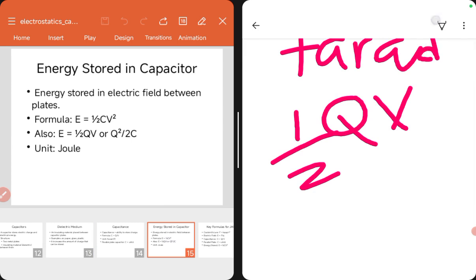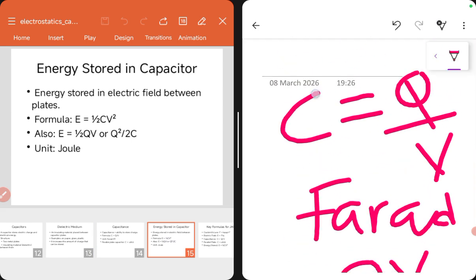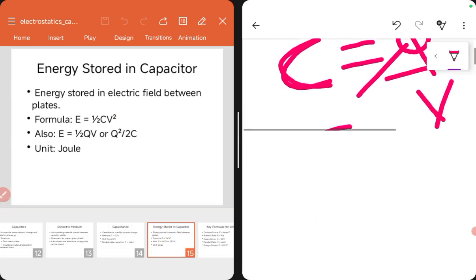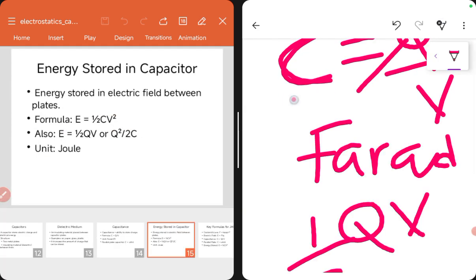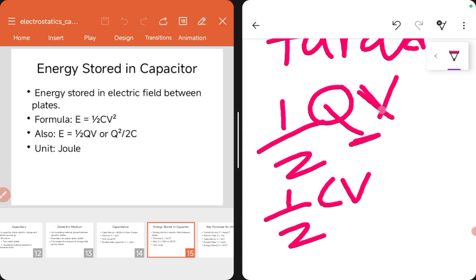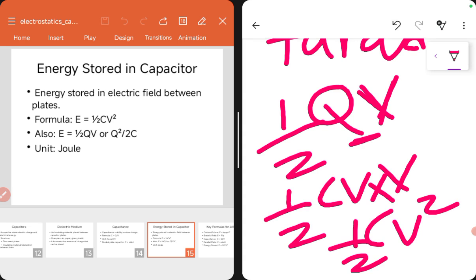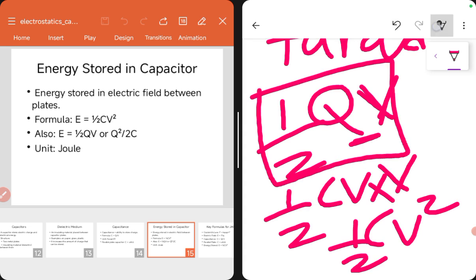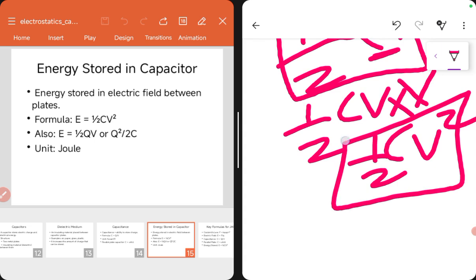Now the energy stored in a capacitor is given by half charge times the voltage. From C is equal to Q over V, if I make Q the subject, I can have that Q is equal to CV. Since energy stored in the capacitor is half of the charge times the voltage, and Q is equal to CV, I can put it as CV, then times this V here. So it will now be half CV squared.